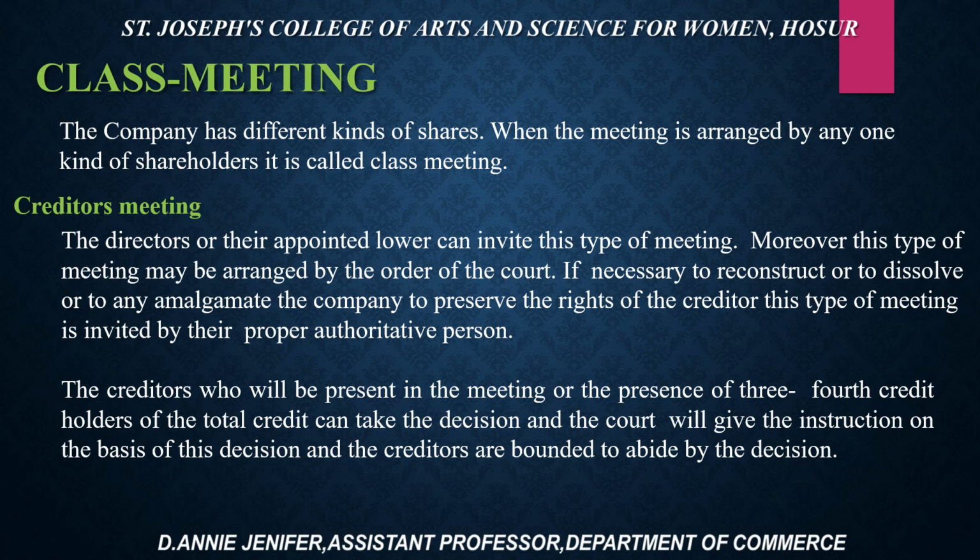What is a creditors meeting? The directors or their appointed lawyer can invite this type of meeting. Moreover, this type of meeting may be arranged by the order of the court. The creditors who are present in the meeting, or the presence of three-fourths of the total credit holders, can take the decision, and the court will give the instruction on the basis of this decision, and the creditors are bound to abide by the decision.